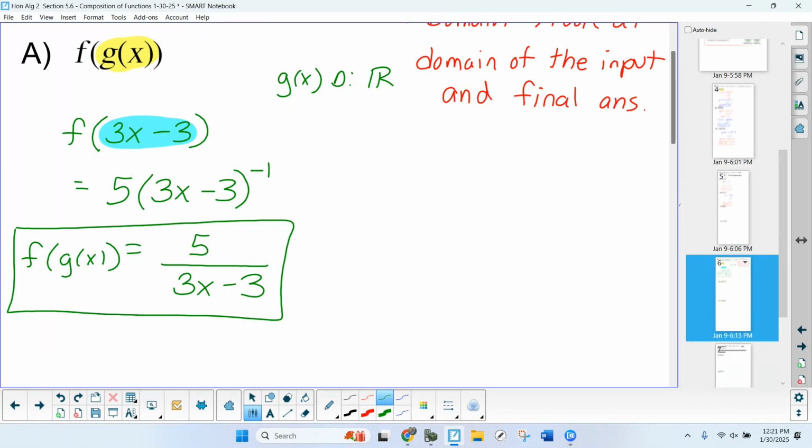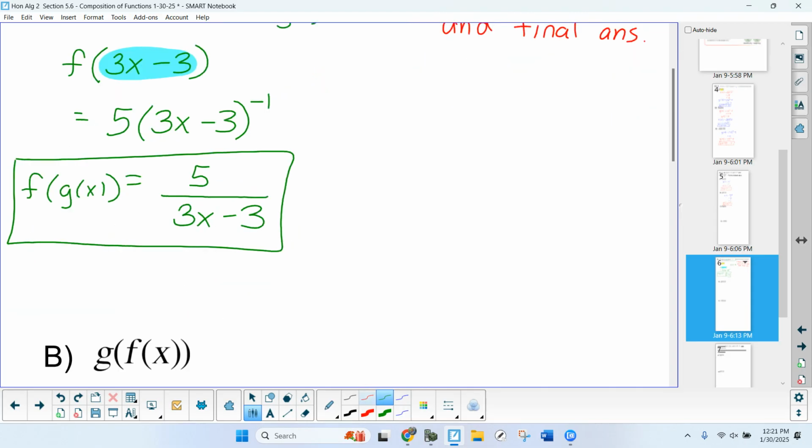Well, remember, we have a fraction. Anytime you have a fraction, the denominator is not allowed to be 0. What makes this denominator 0? Well, if you don't know, come off to the side and set it equal to 0. And say, okay, I would add 3, and then I would divide by 3, and I'd get x equals what? X equals 1. So that means x is not allowed to be 1. So I have all real numbers except 1. So what's your domain? X cannot equal 1.